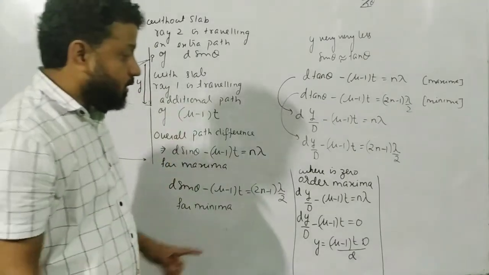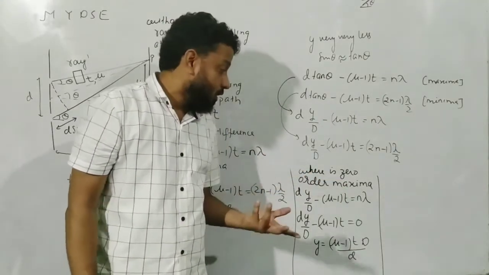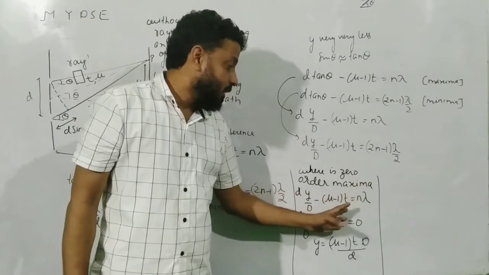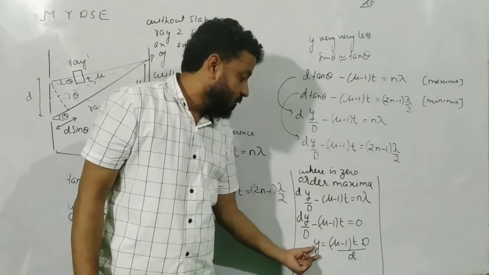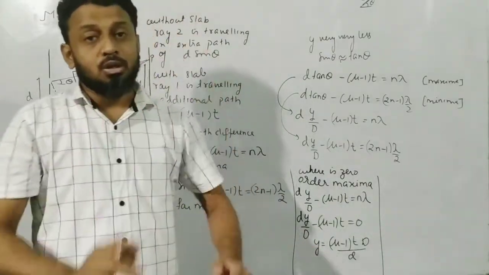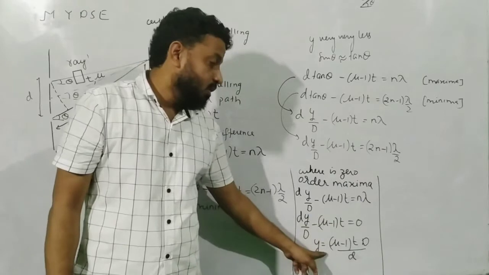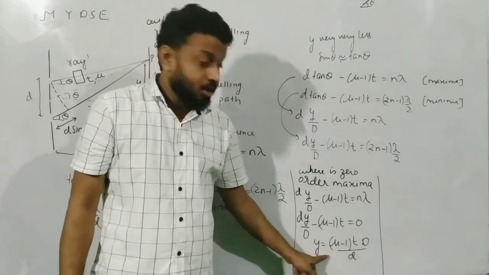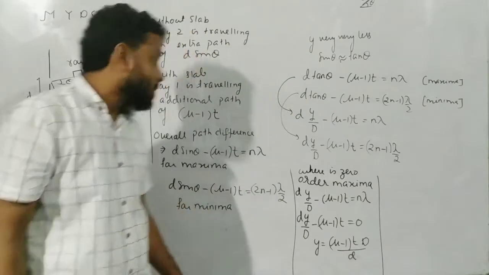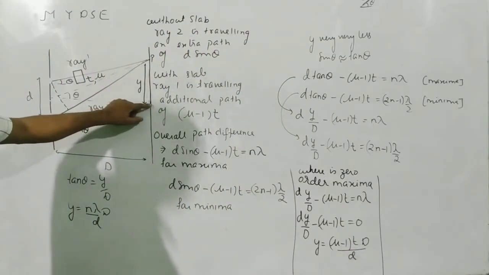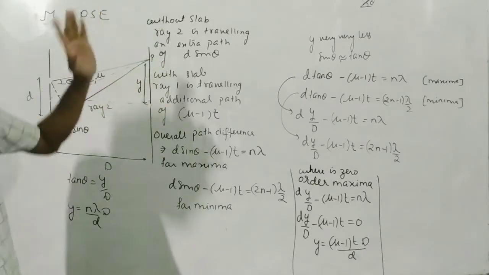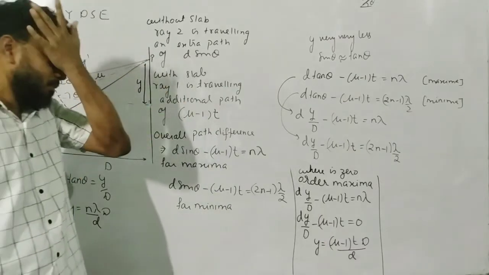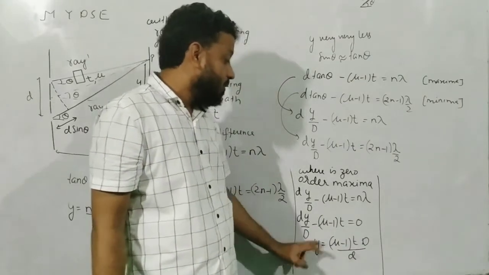So remember the rule. Whenever you have to find where is the zero order maxima, remember zero order maxima is when the net path difference becomes equal to 0. That means you have to put the value of n as 0 and then you can find the value of y. This y will give you the position of zero order maxima. And you can see here this value of y is not 0. That means zero order maxima is not at the center of the screen. Zero order maxima has gone somewhere up, and I will come to that point. So this is how you find the zero order maxima.